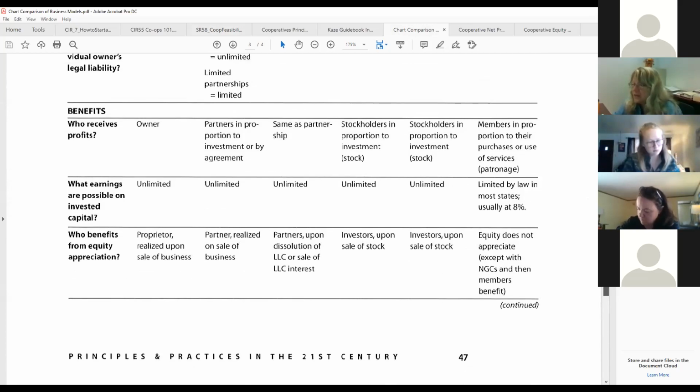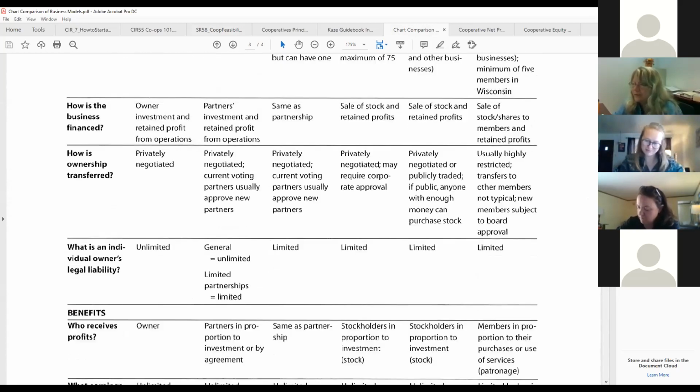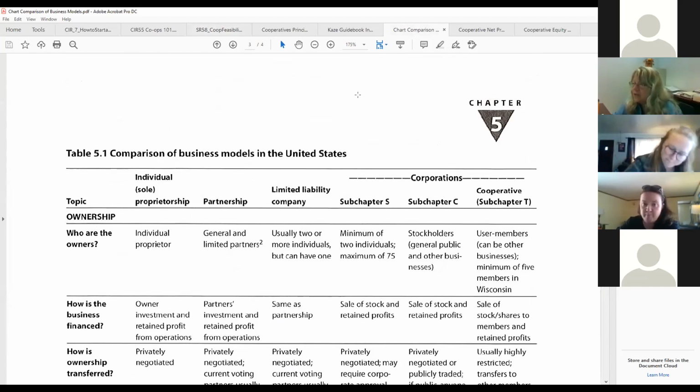Okay. If you've got that book with you right there, you can kind of flip to it. When I taught business at the college, this was one of my favorite places to go. I would take people back to this and talk about different topics that we would be using when we compare a sole proprietorship to a partnership, to an LLC company, to a subchapter S, subchapter C, and subchapter T. So this particular chart is the only one I have found that includes subchapter T, which are cooperatives.